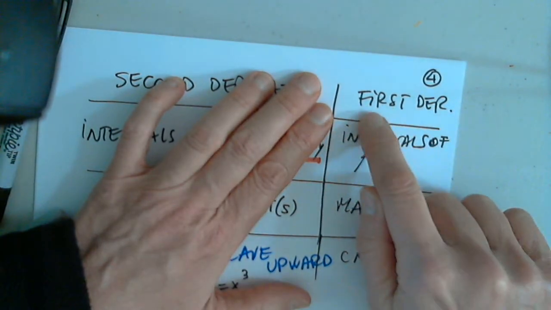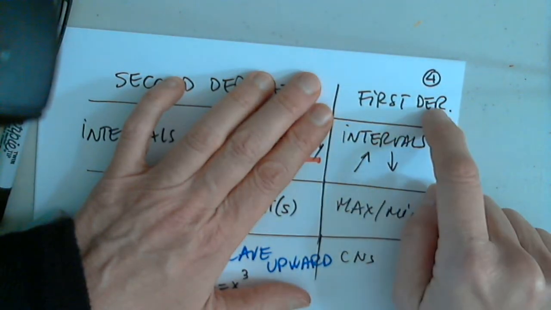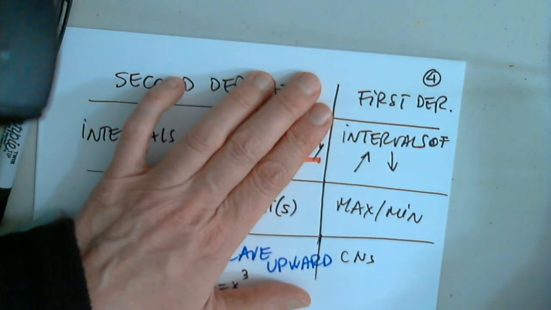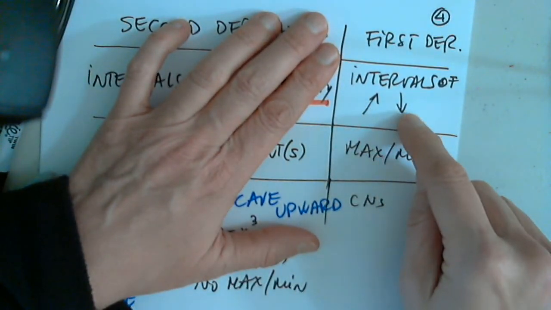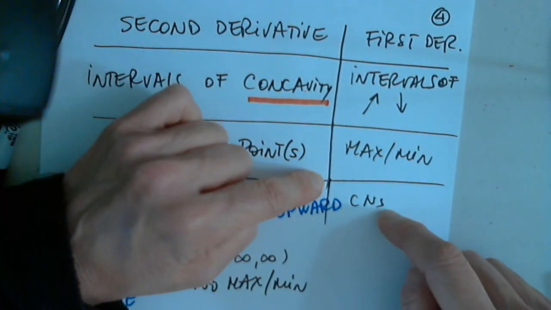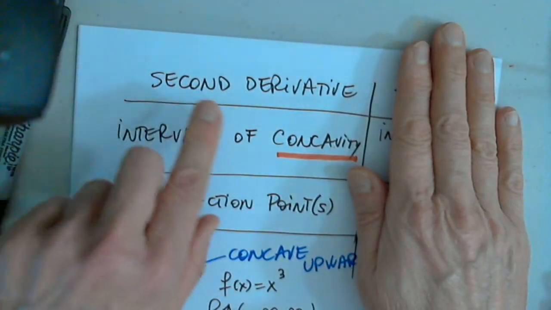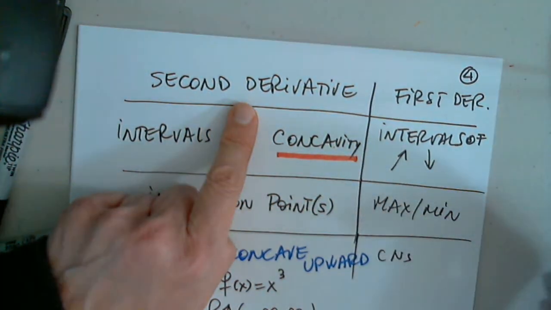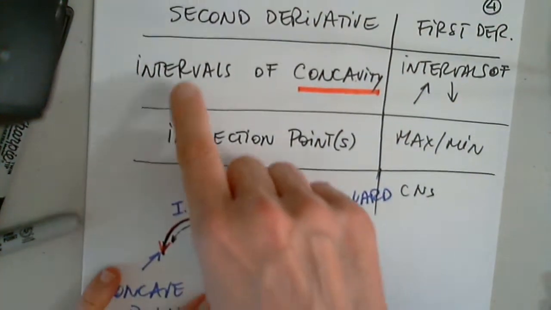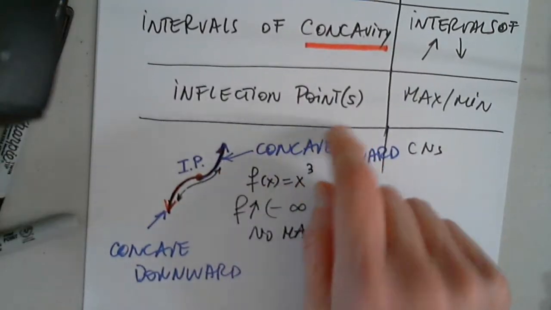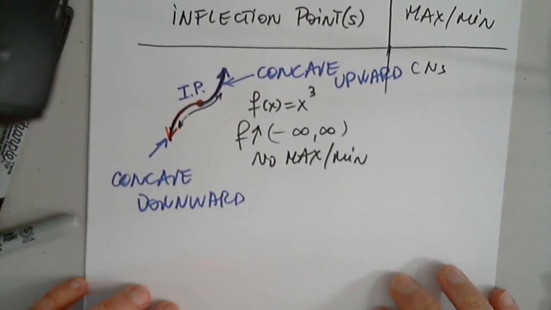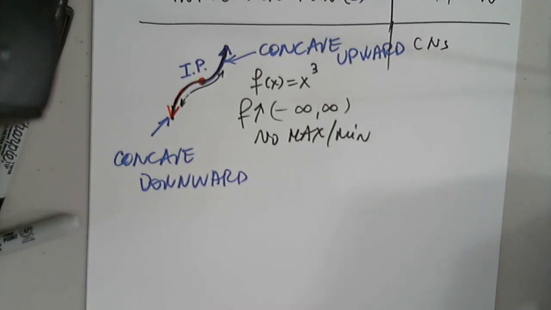Very good point. What do we learn from the first derivative about the function? Intervals of increasing, decreasing, max, min, and critical numbers. What do we learn from the second derivative about the function? Intervals of concavity and inflection points. Very good point. Thank you.